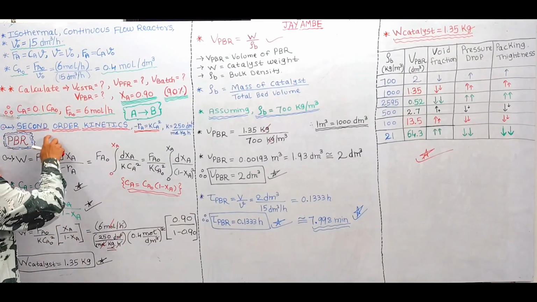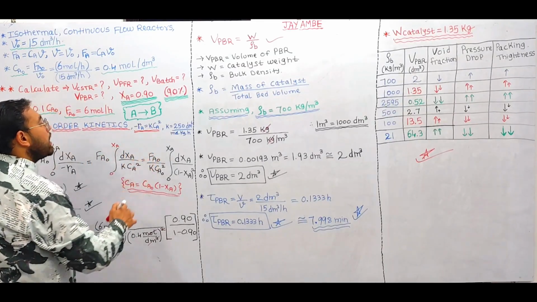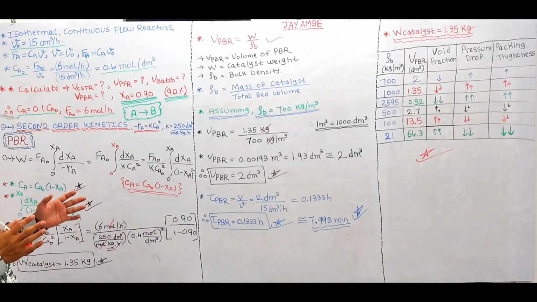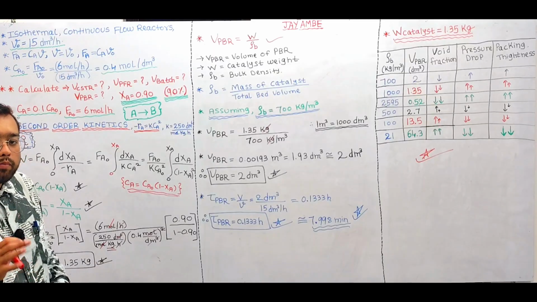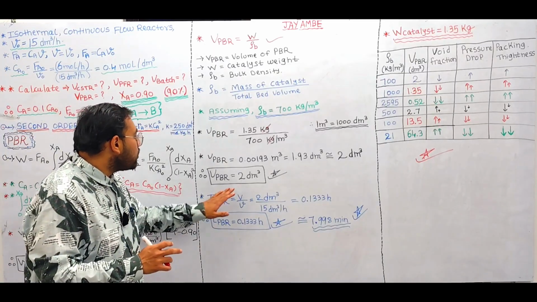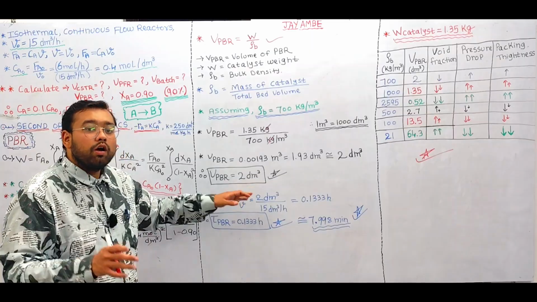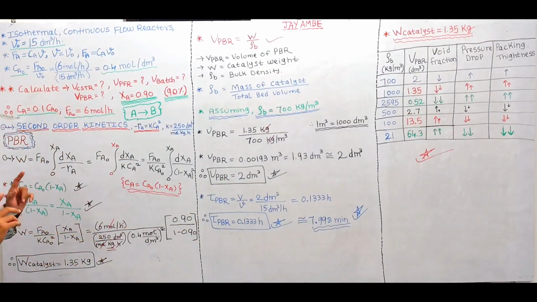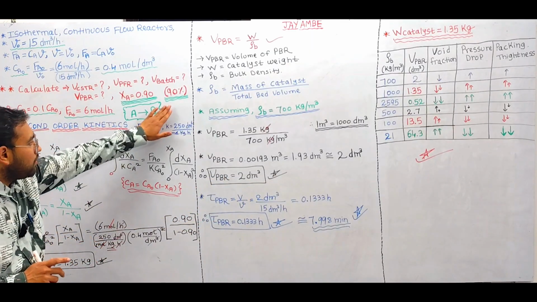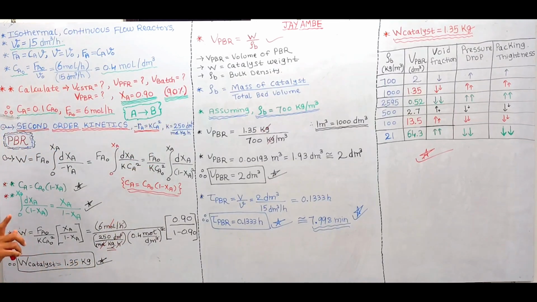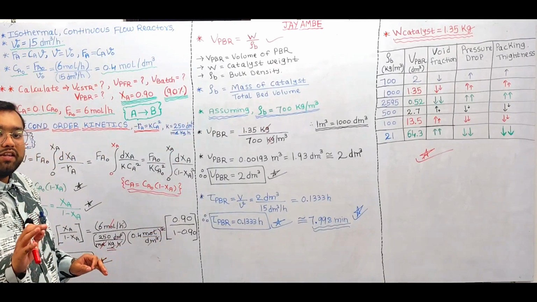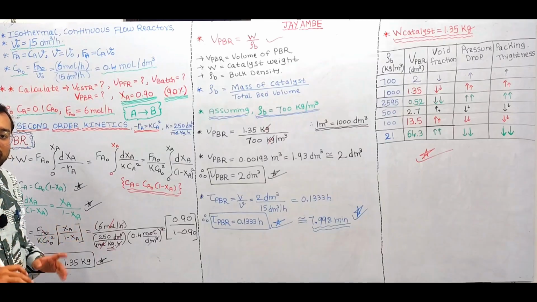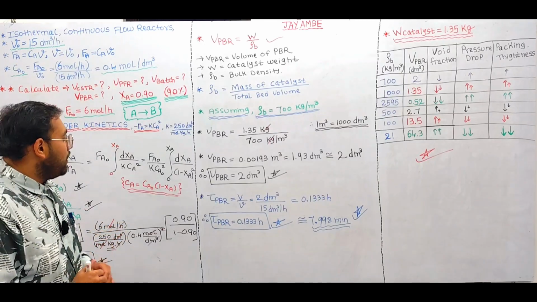The reaction follows second order reaction kinetics with the given rate law, minus Ra equals K C_A squared. So in order to achieve 90% conversion by using the packed bed reactor, we required 2 cubic decimeter volume of the packed bed reactor, and we required 1.35 kg weight of the solid catalyst in order to achieve the 90% conversion by using the packed bed reactor model, right? I hope you have understood, right?